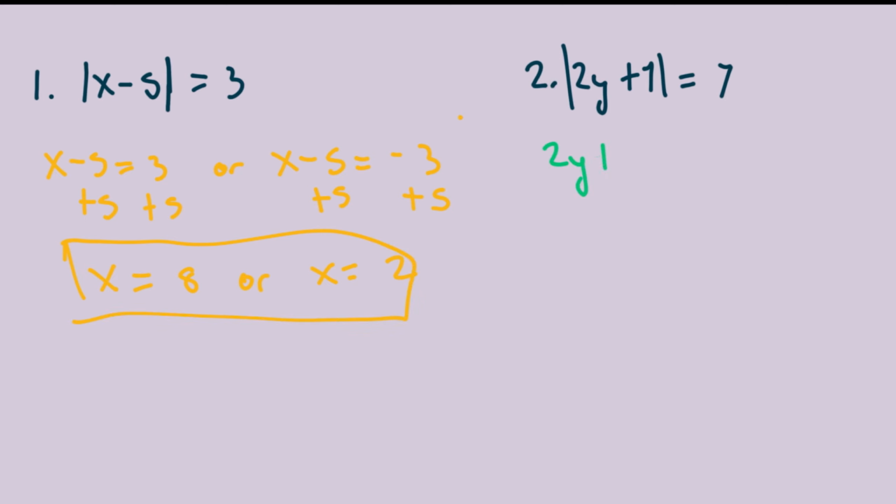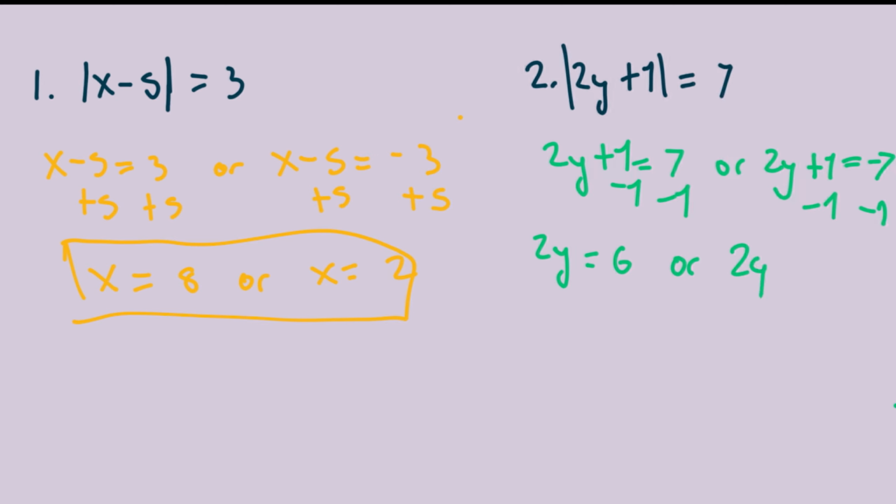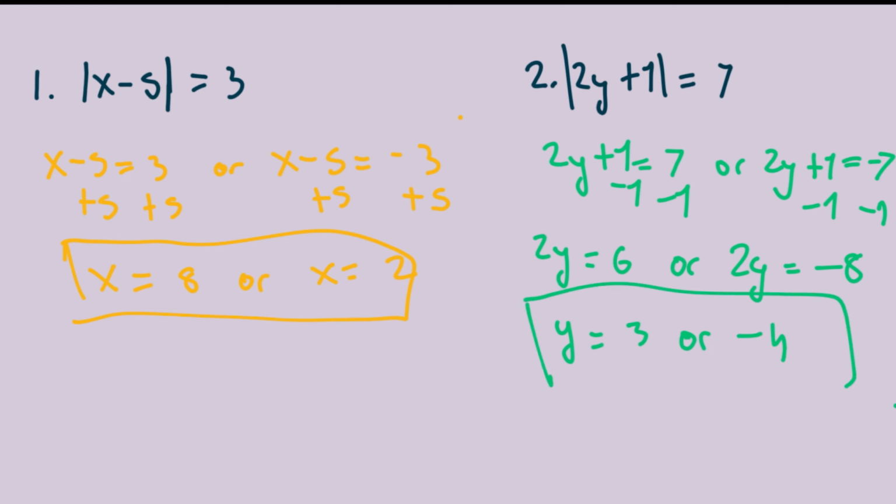Same thing here, 2y plus 1 is equal to 7, or 2y plus 1 is equal to negative 7. So minus 1, 2y is equal to 6, or 2y is equal to negative 8, then y would equal 3 or negative 4. That would be your answer.